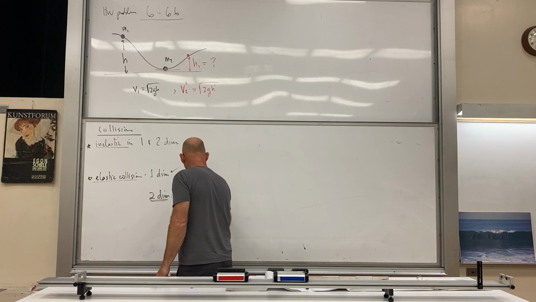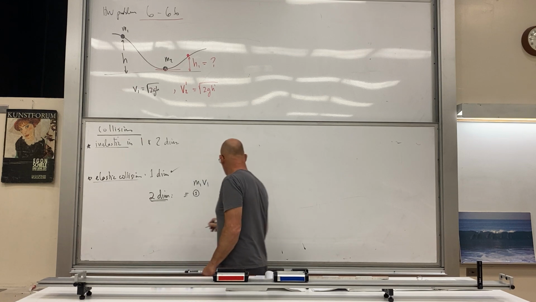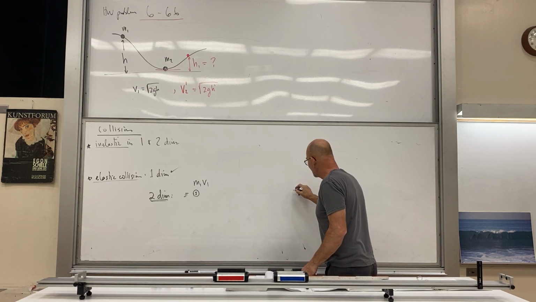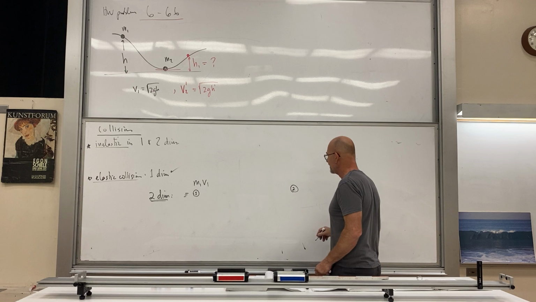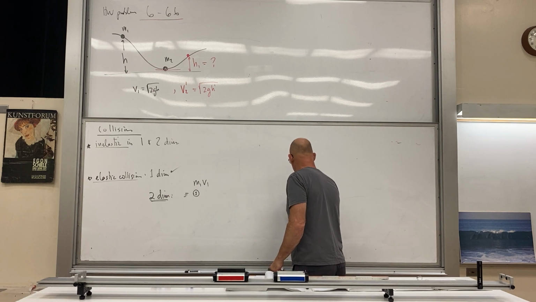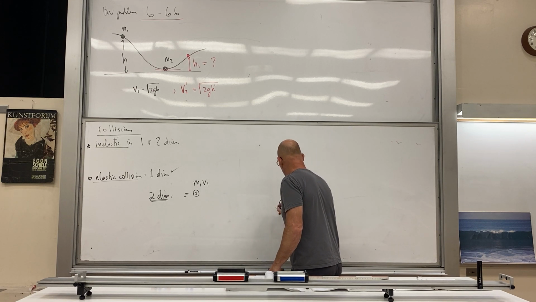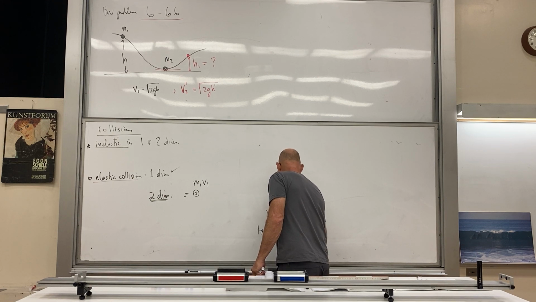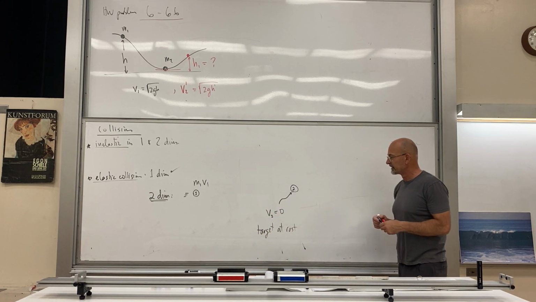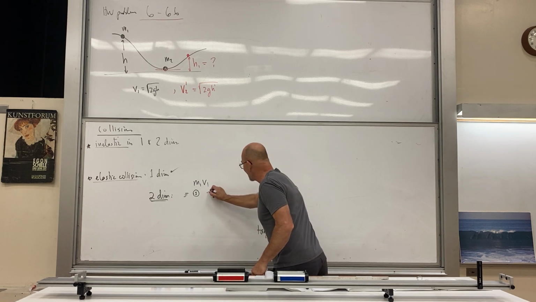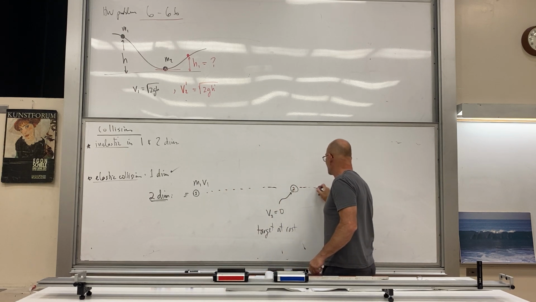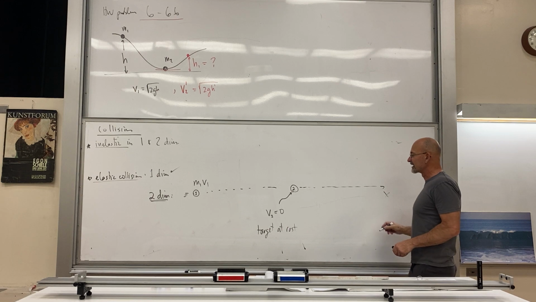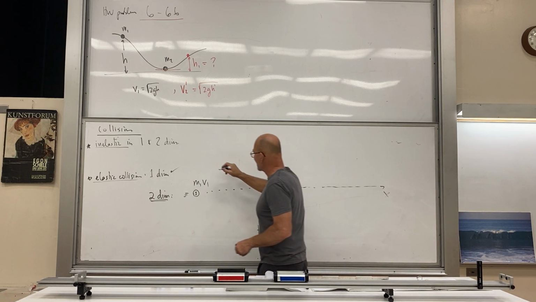We're going to have M1 moving along here, so we have M1 times V1, and we're just going to hit a target that is at rest. So V2 is equal to 0, target at rest. Okay, that's how we play billiards. So let's go ahead and put this on an x-axis. Okay, there's our x-axis, and we can have a y-axis here.